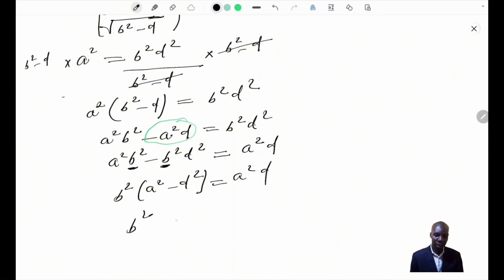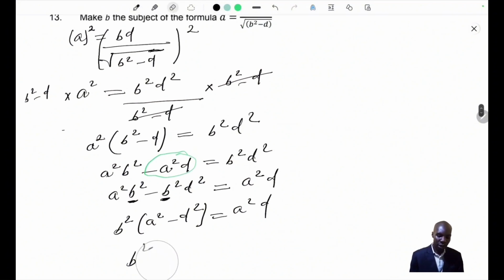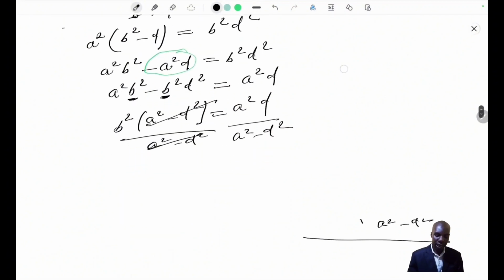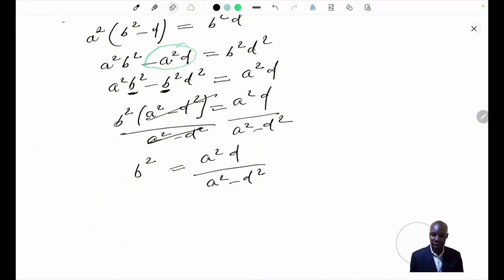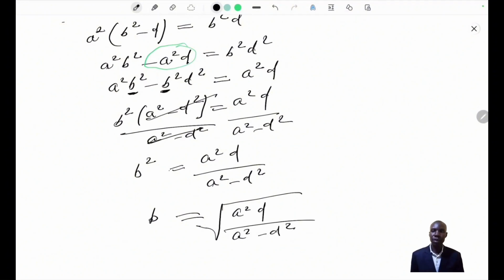Then B squared alone will be equal to, this one we get after we've divided both sides by A squared minus D squared. So that one cancels. So B squared alone is equal to A squared D over A squared minus D squared. So let me wrap this. What I'm going to have, B alone is the square root of A squared D over A squared minus D squared.